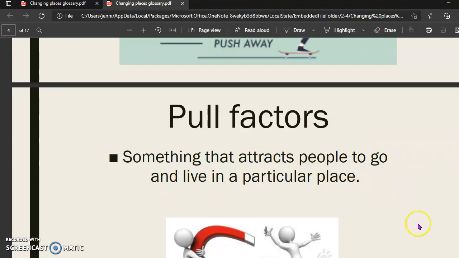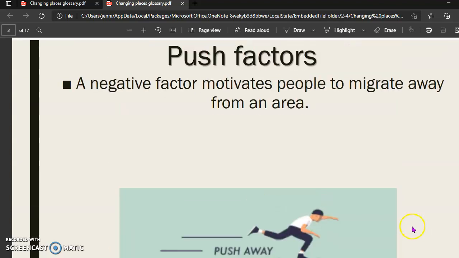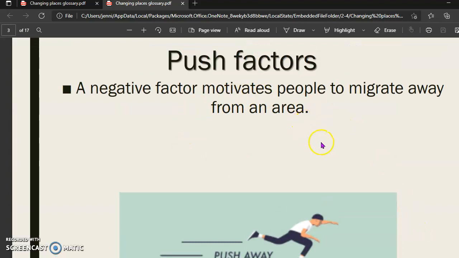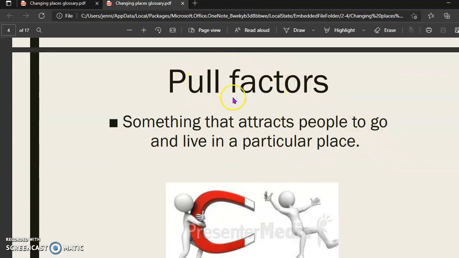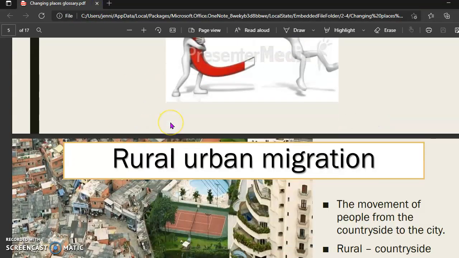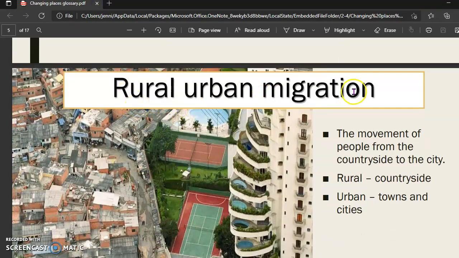So for example, maybe there's no jobs in the area where you're from, maybe a small rural town, you can't find a job, so that's pushing you away from that small town. And then maybe you're pulled into a major city because there's lots of employment opportunities there.